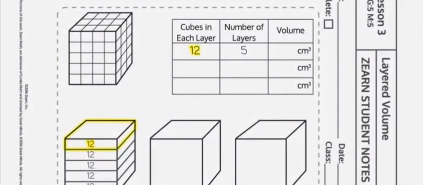There are 12 cubes in each layer and 5 layers, so we can multiply 12 cubic centimeters by 5 to solve. 12 cubic centimeters times 5 equals 60 cubic centimeters in total. So the volume of this prism is 60 cubic centimeters. Check your work.